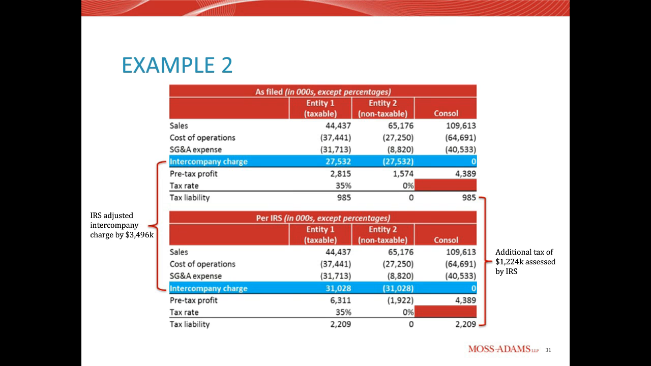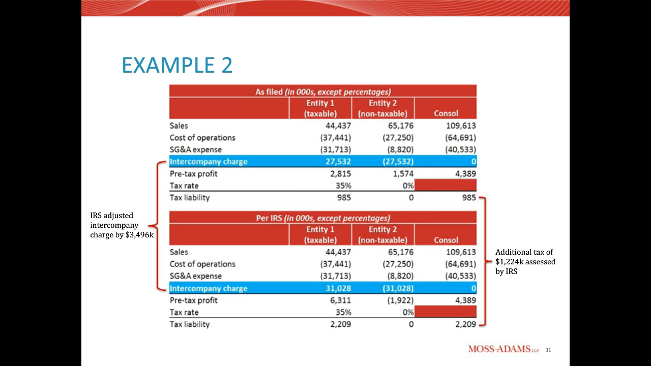The IRS came in, in this situation, with a transfer pricing economist and tried to assess additional taxes of about $1.2 million by increasing the intercompany charge by about $3.5 million. Now, the logic the IRS economist used in making that adjustment was to give the taxable entity an operating margin of 14.2%, which it determined was consistent with the profitability of a sample of third-party for-profit lab testing service providers.